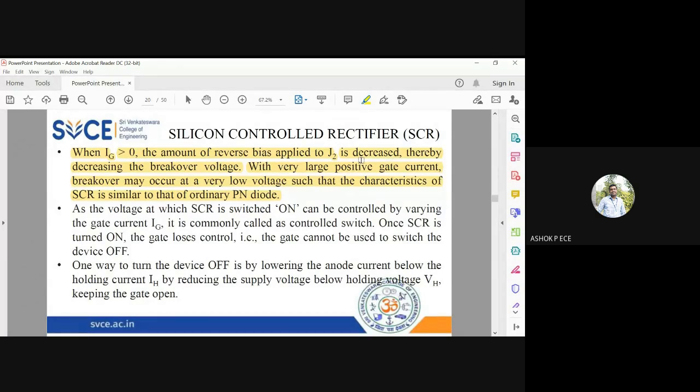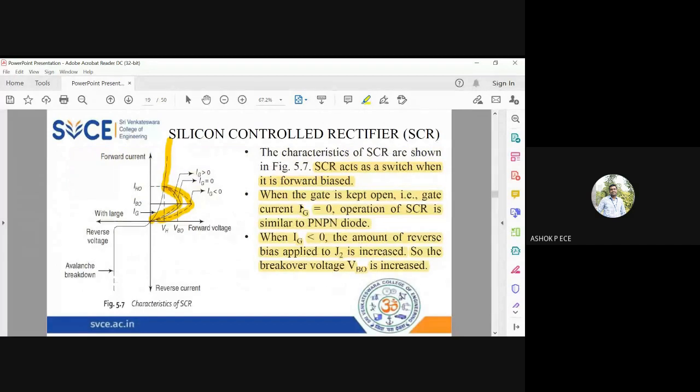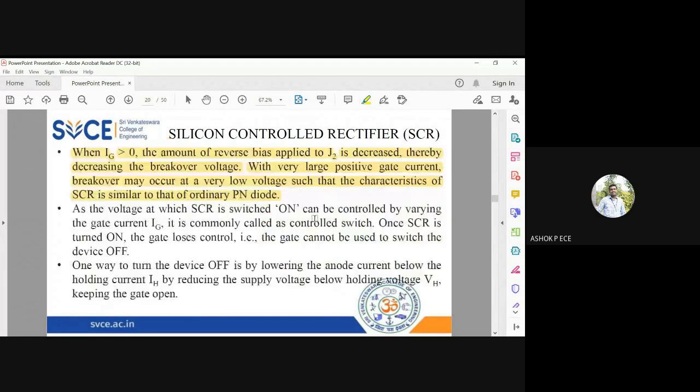So when you give a very, very large positive current, the breakover will happen at a very low voltage, which means your SCR is going to work like a conventional PN junction diode. You can clearly see here, everything lies with the gate current IG. By choosing the value of IG that I provide, I can decide the operation of the SCR. The voltage at which SCR is turned on can be controlled by varying the gate current.